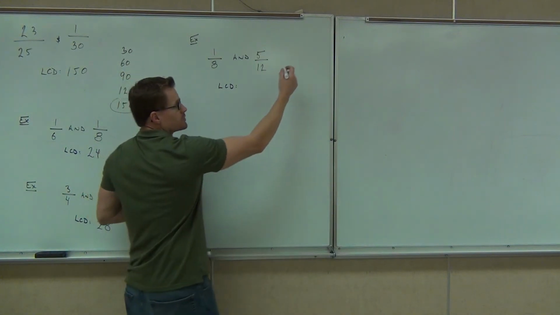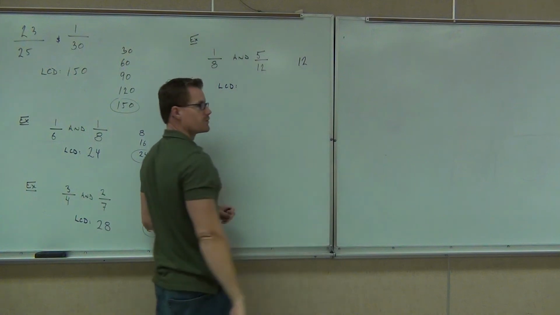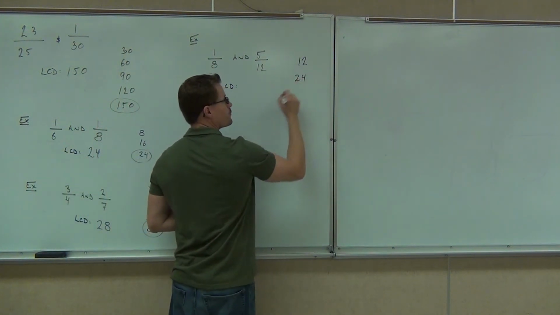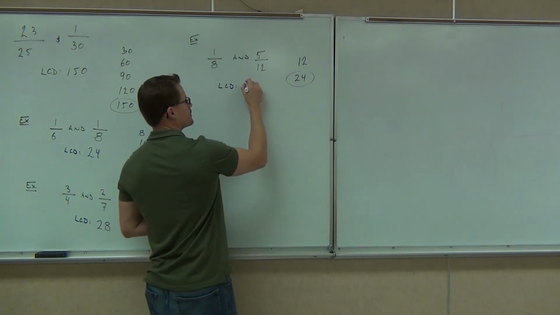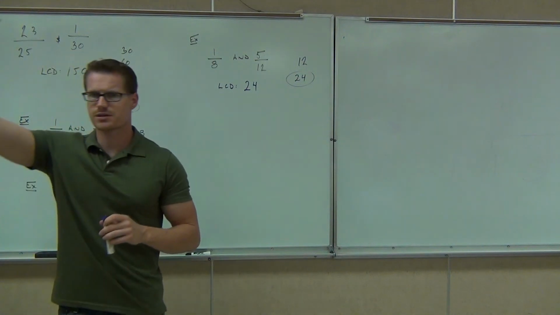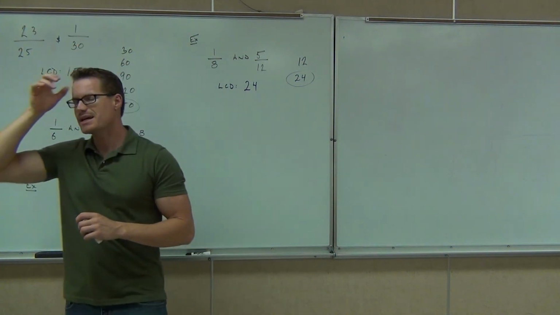So in our case, we'll still do it the same way. We'll still do 12. Does 8 go into 12? We check the next one, which is 24. Does 8 go into 24? Yeah, that's it. As soon as we find that number, that's our LCD. Raise your hand if you're okay finding this LCD stuff. Good. Now we got to take this one step further.